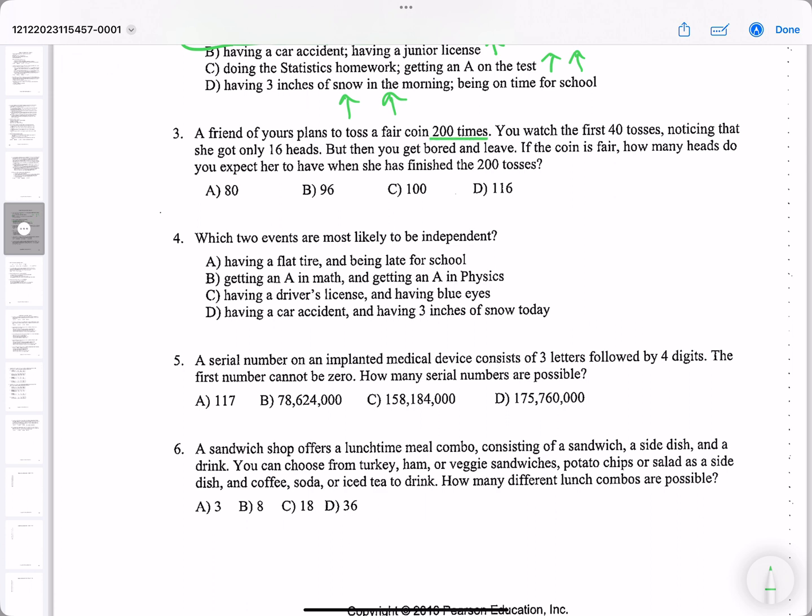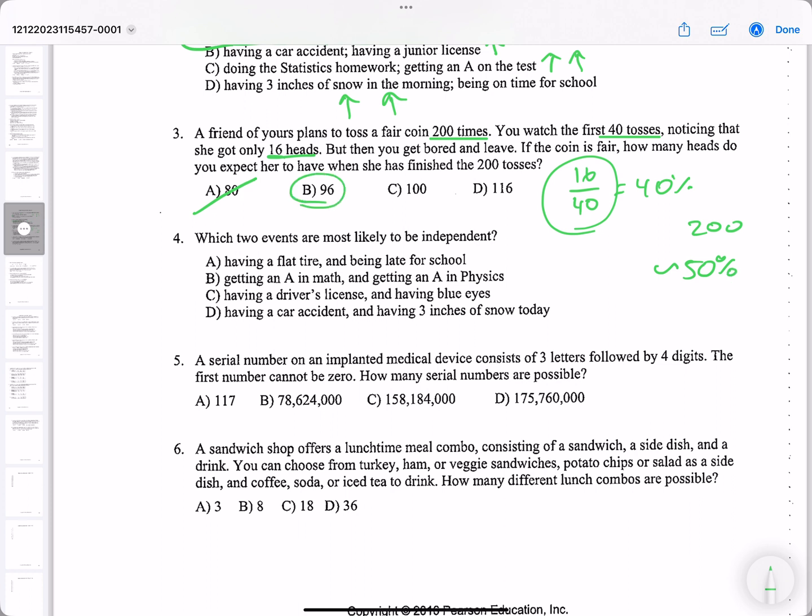A friend of yours plans to toss a fair coin 200 times. You watch the first 40 tosses, noticing that she got 16 heads. Okay, so 16 out of 40 is 40%. Now I want a total of 200 tosses. If I did 200 tosses and I got 40%, it would be 80 if I continued there. But this is shorter term probability, so it's not going to be 80, because 80 out of 200 is going to be too low when I start actually flipping the coin more and more. It's going to get really close to 50%.